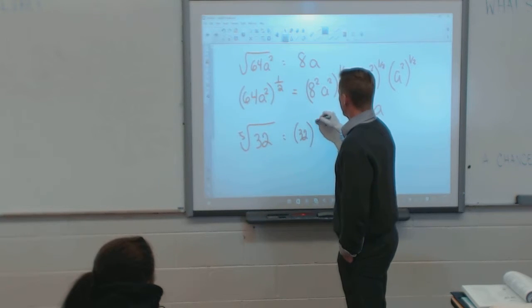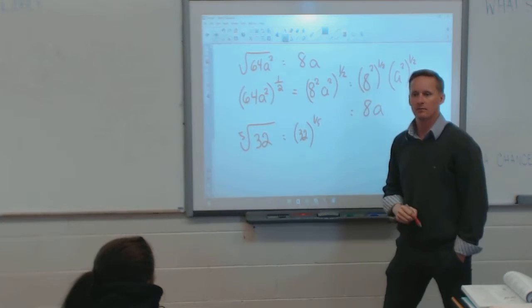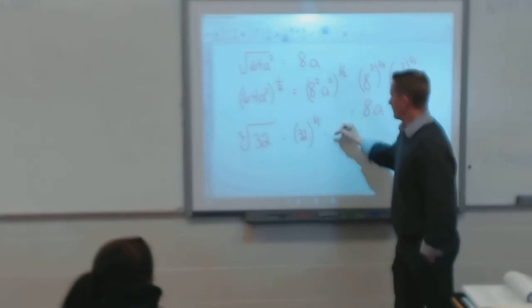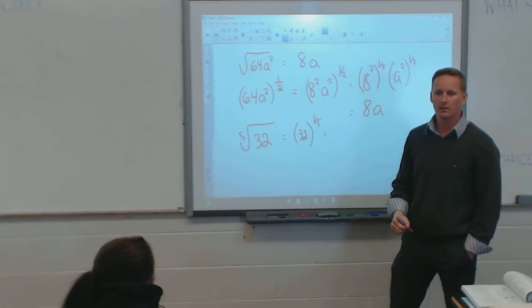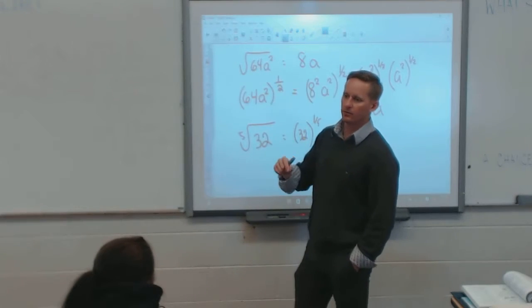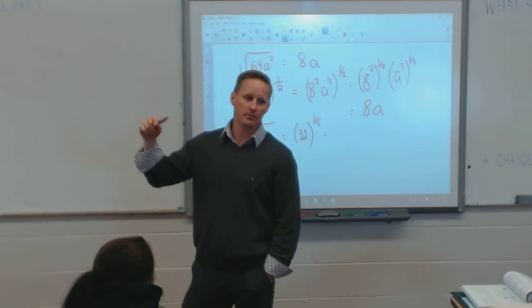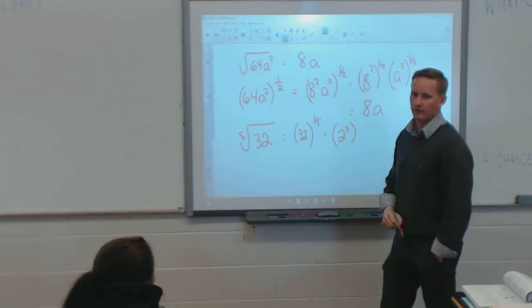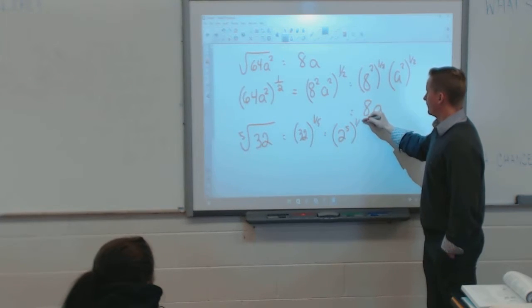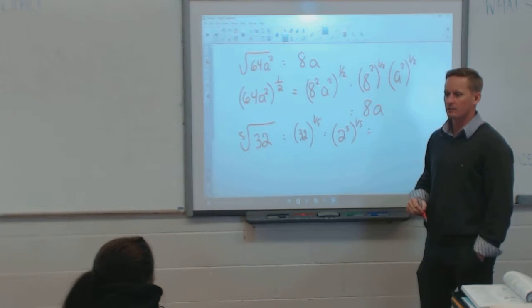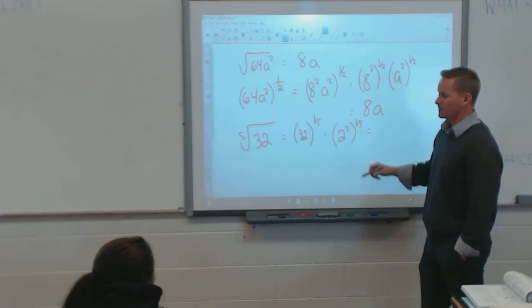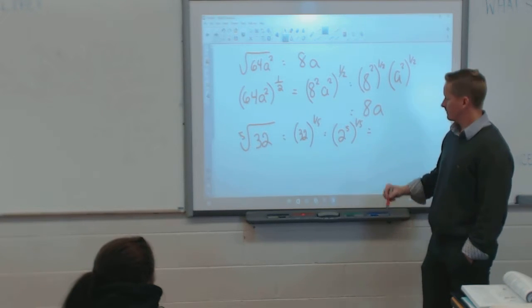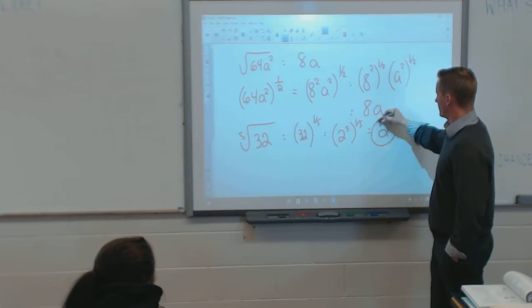32 to the 1/5 now, right? 32 is 2 times 2 times 2 times 2 times 2, which is 2 to the 5th. To the 1/5. What do I do with those exponents? 5 times 1/5 is 1. There's my answer.